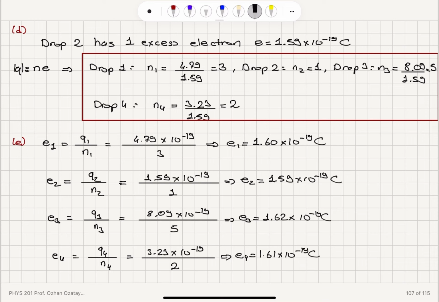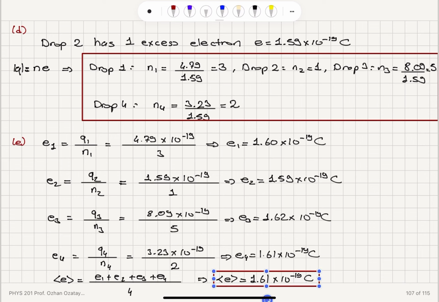How do we obtain the average value of the electron charge? The average value E is E1 plus E2 plus E3 plus E4, the arithmetic average, divided by 4, and this gives us an average electron charge, best estimate 1.61 times 10 to minus 19 coulombs based on this set of data.